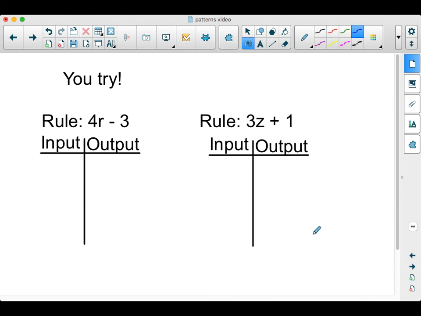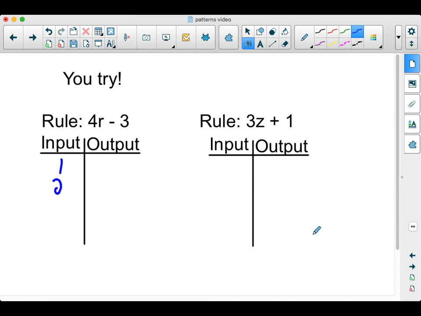All right, if you want to give these a try, just pause the video, try them, and I'm going to put the answers right away. Okay, so if you've tried those, here are possible solutions for this.